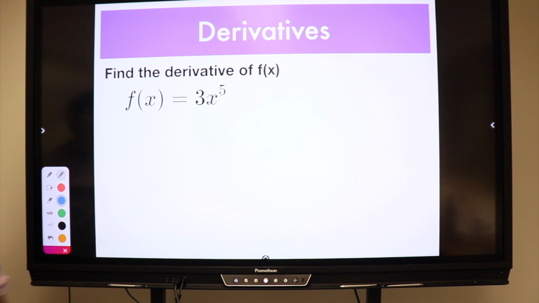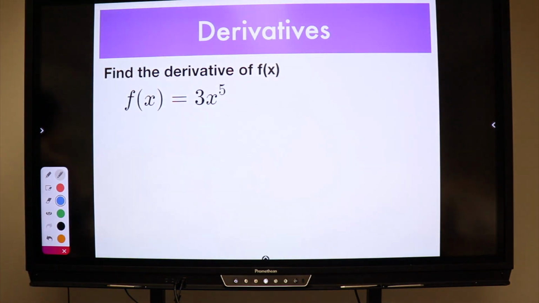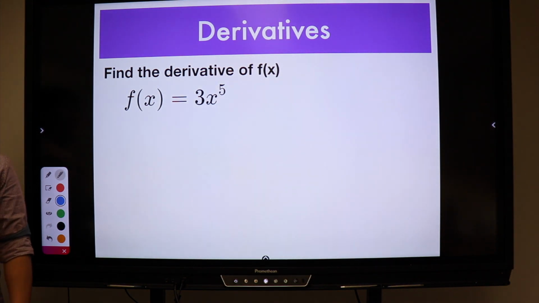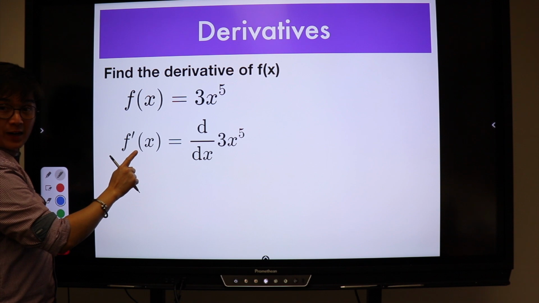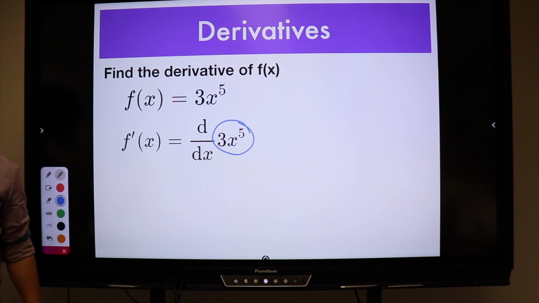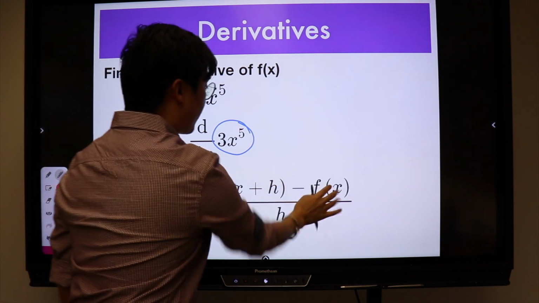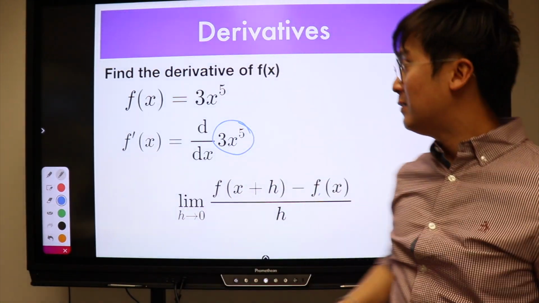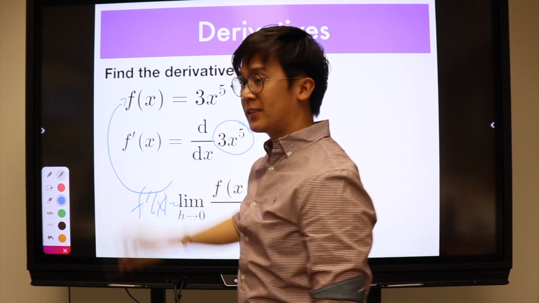Okay, now, what if we're going to find the derivative of f of x? And the f of x that we have right now is a degree 5 polynomial, 3x to the 5th. So if we're going to find the derivative of f of x, that means we're going to find f prime of x, right? Which is the derivative of 3x to the 5th. And just like how we solved our parabola a while ago, we will be needing this to find the derivative, or f prime of x, of this f of x.